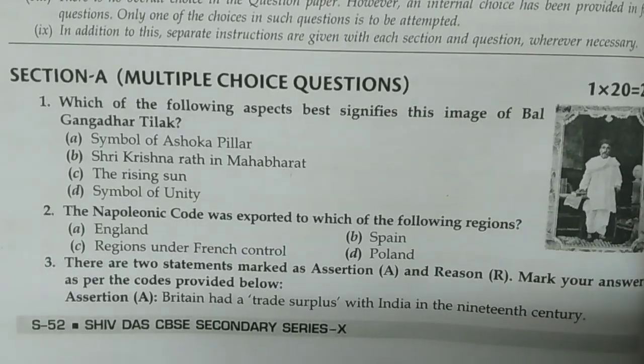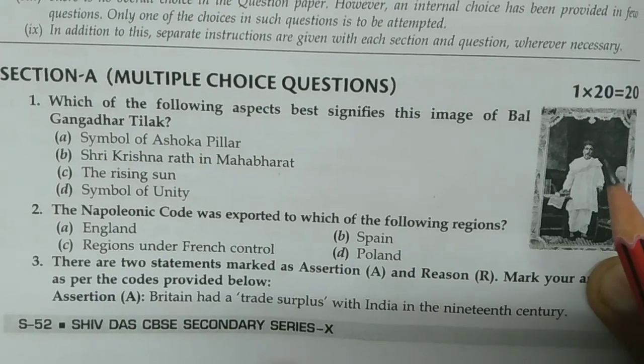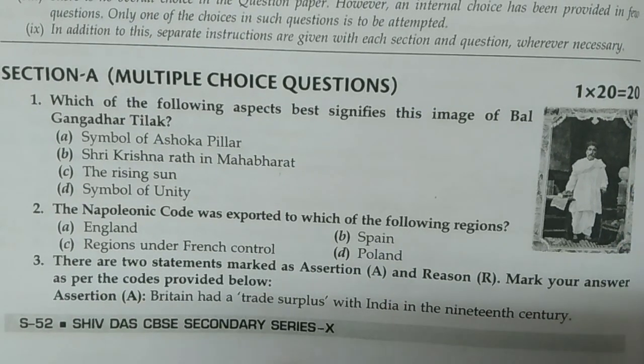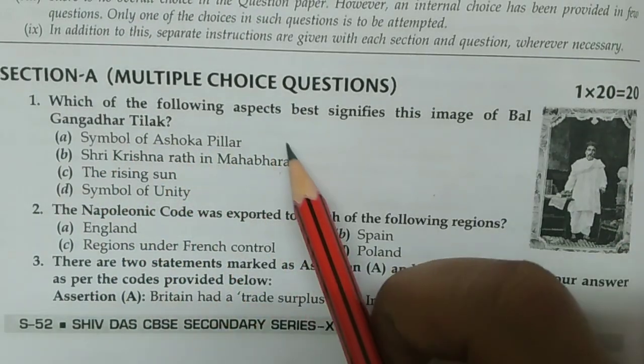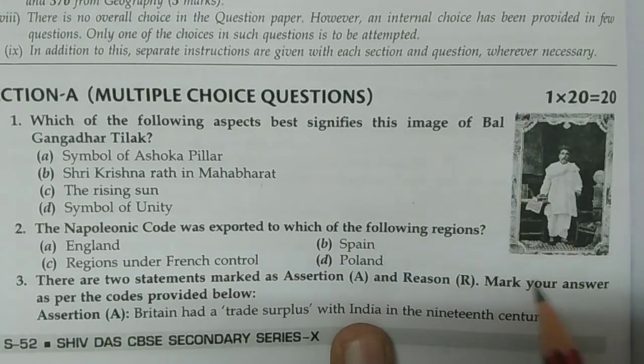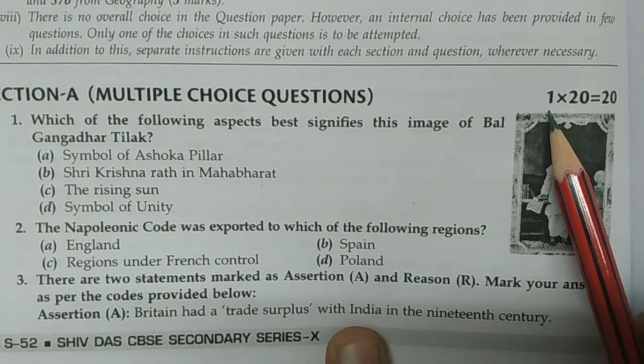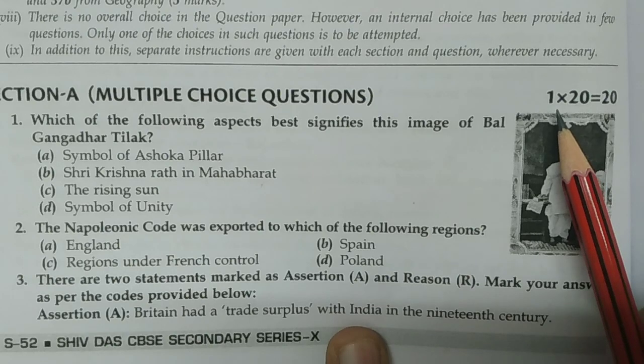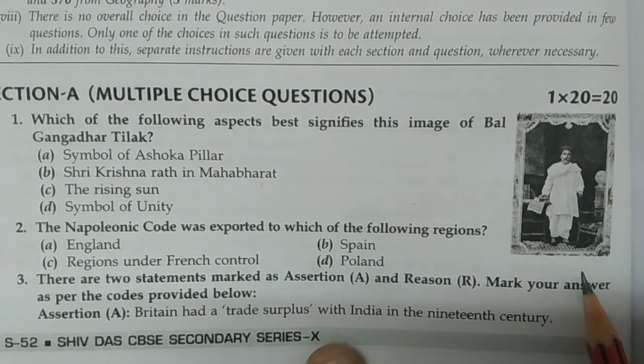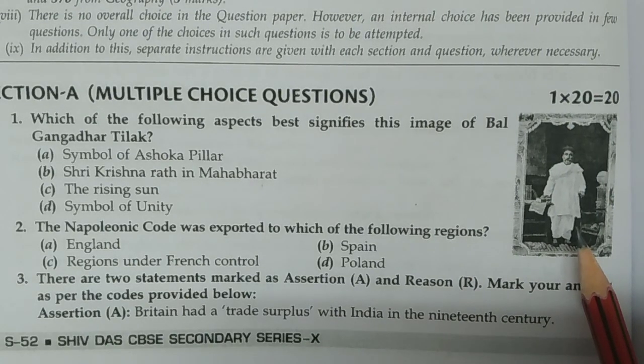Now come to section A. In section A, as we have already discussed, and I am still telling you, these are multiple choice questions, containing 20 marks. That means there are a total of 20 questions and each question contains 1 mark. The first question is given here. It's a picture based question.